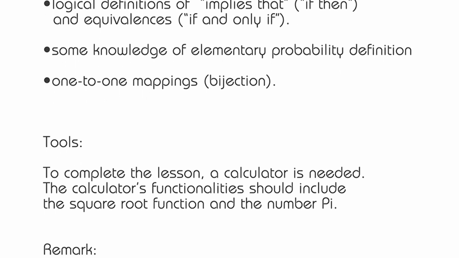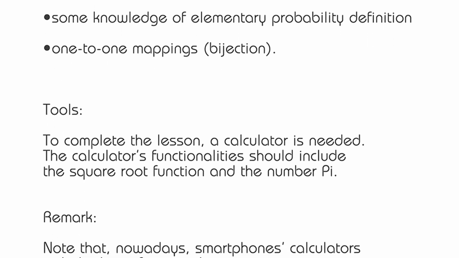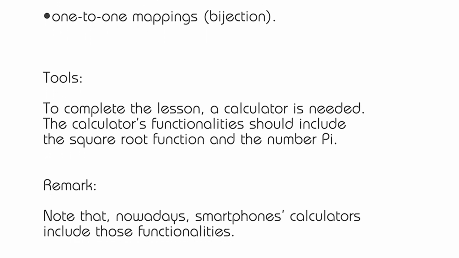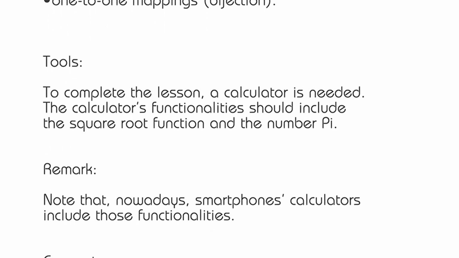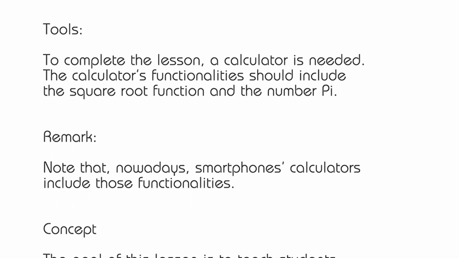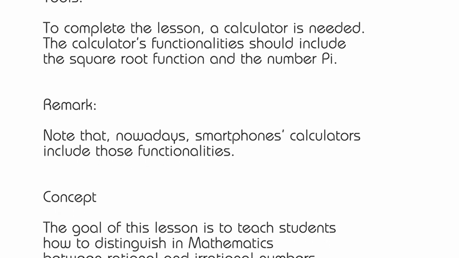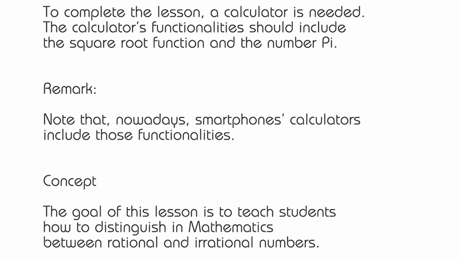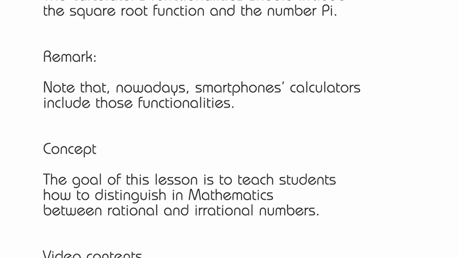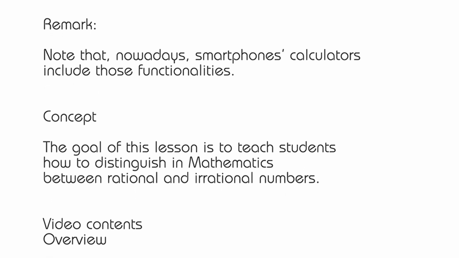Tools. To complete the lesson, a calculator is needed. The calculator's functionalities should include the square root function and the number pi. Remark. Note that nowadays, smartphones' calculators include those functionalities. Concept. The goal of this lesson is to teach students how to distinguish in mathematics between rational and irrational numbers.